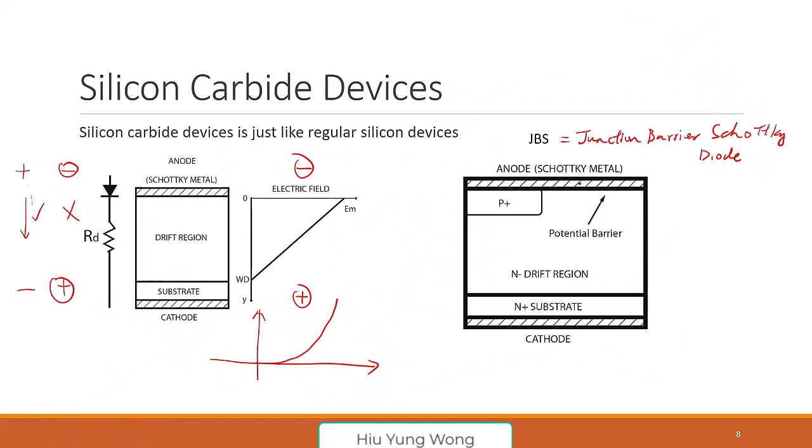This is a Schottky diode, right? This is Schottky. And what is this? This is also a diode. What do you call this diode? PN junction. PN diode. PIN diode. Yeah. So by using a PN diode and Schottky together, it has some benefit.